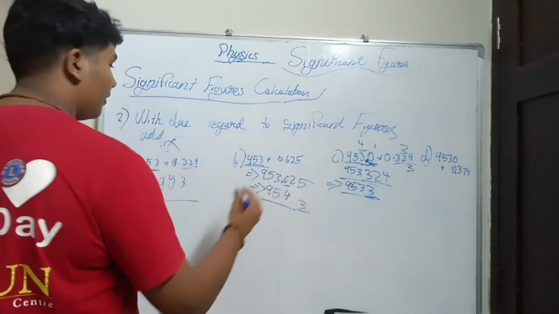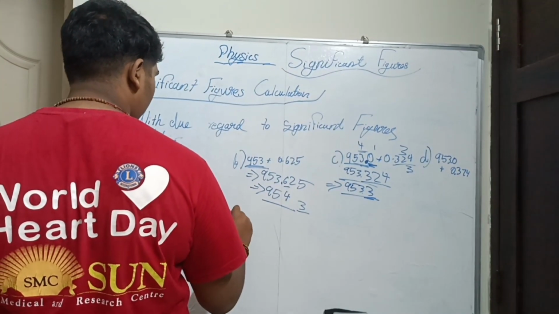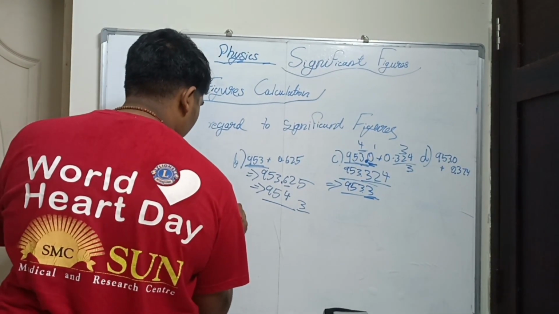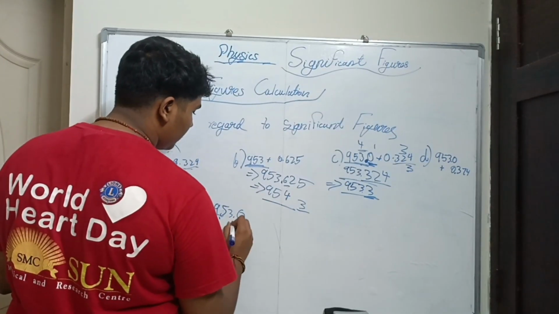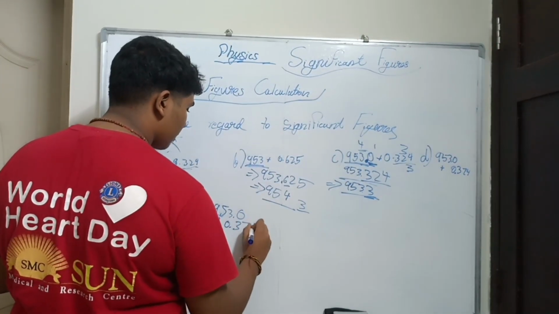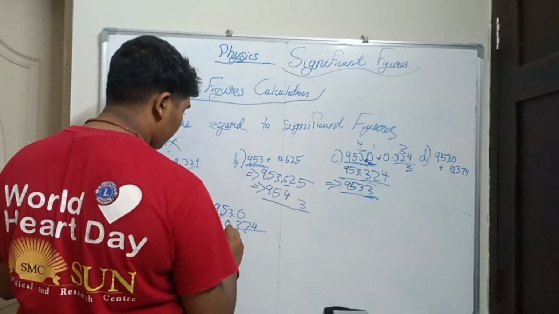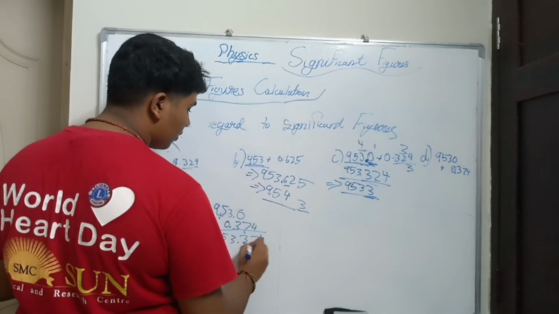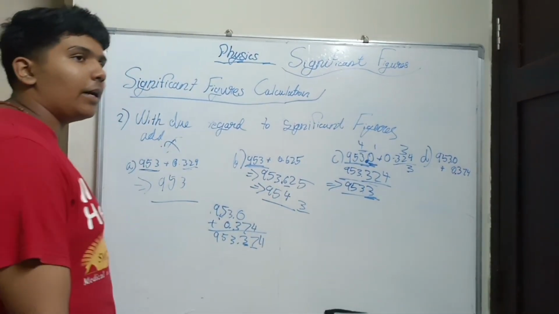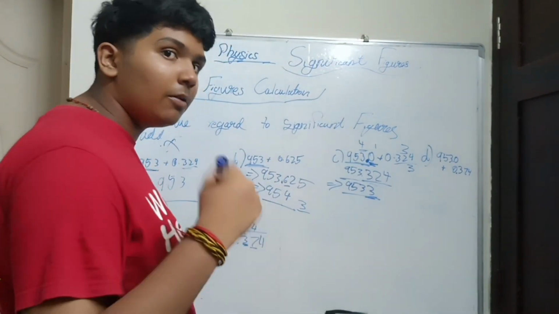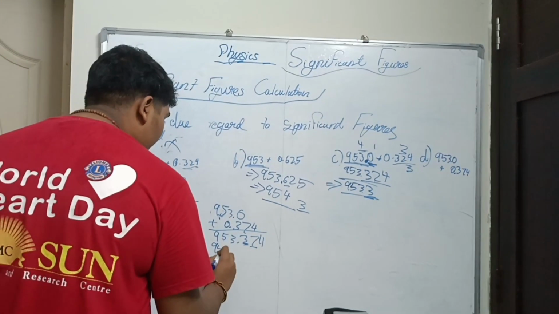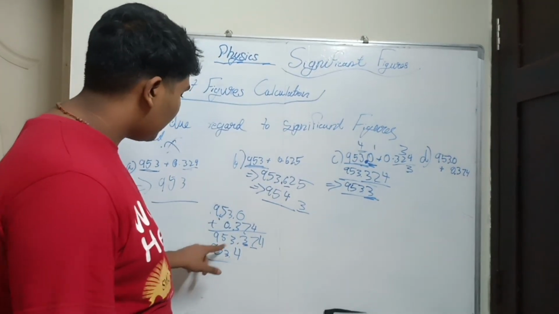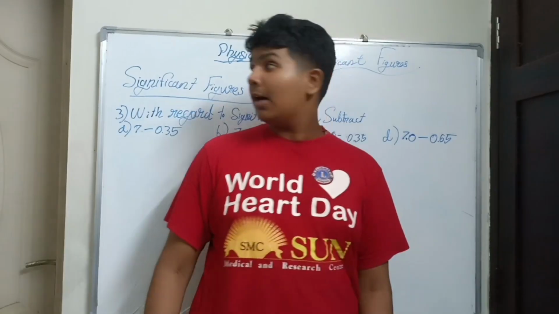Next we have 953.0 plus 0.374. Now how many you will get for that? Again this will be 953.374. Rounding off, only one digit should be there. So this 3, we know that if the digit is greater than 5, this preceding digit will be raised by 1. So this will be 953.4. Correct? Hope everyone got 4 significant figures. 953.4. Now let's move on to the next question.